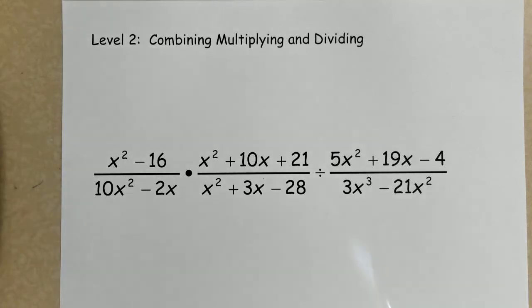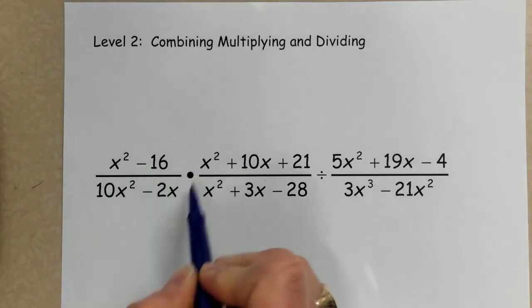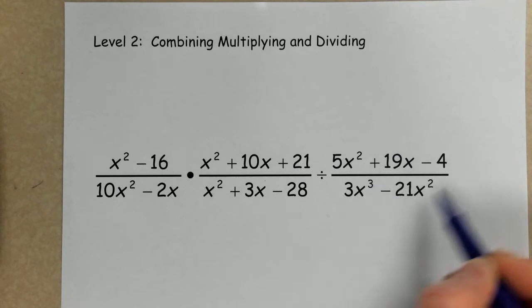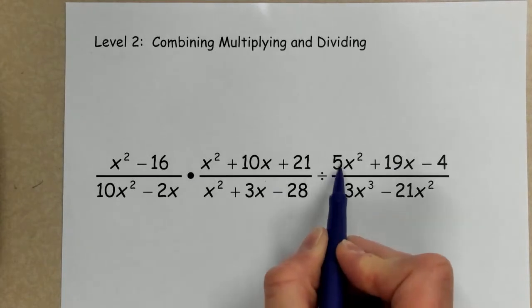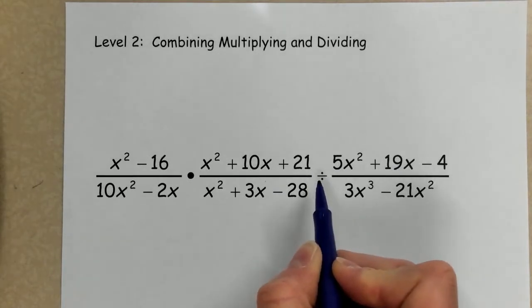All right, so today we're going to talk about level 2 for the multiplying and dividing chapter. And it is going to be a combination of multiplying and dividing. So you're going to be given 3 rational expressions, and you're going to have one pair that has a multiply symbol between it and one pair that has a divide symbol between it.